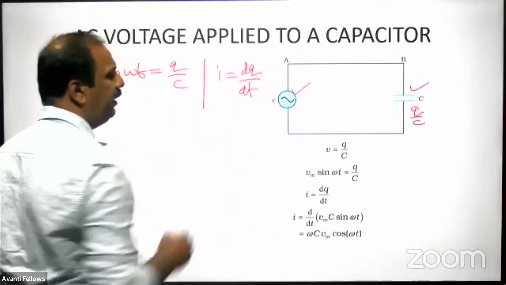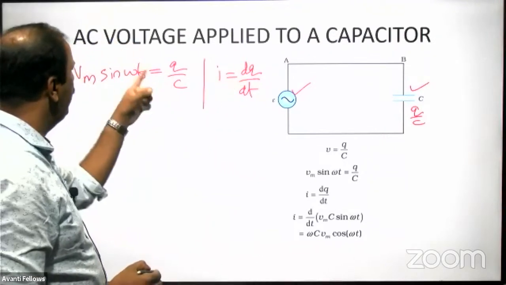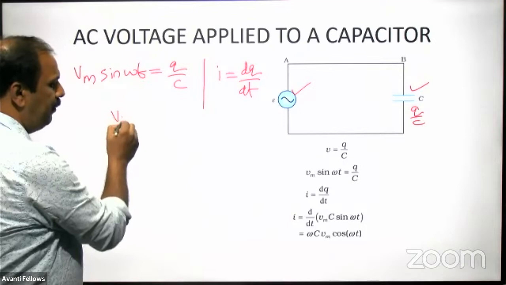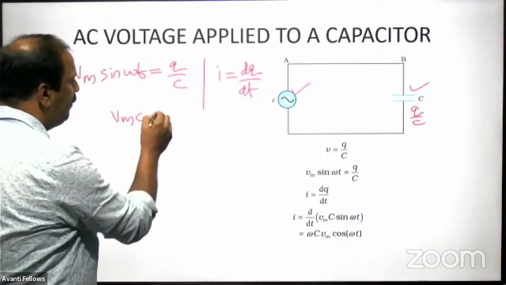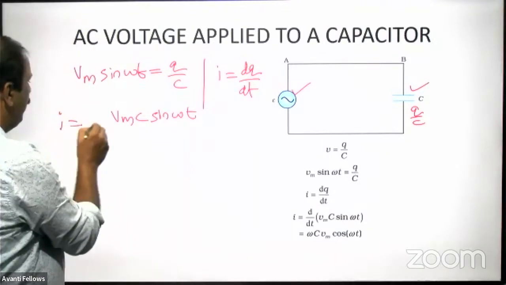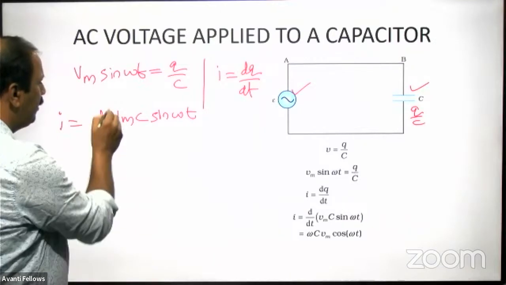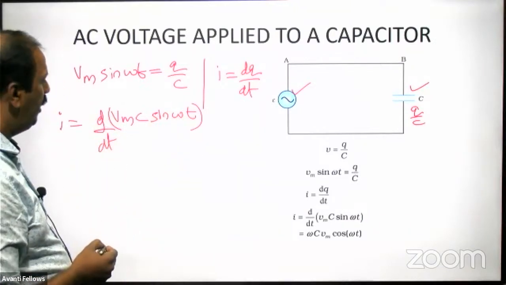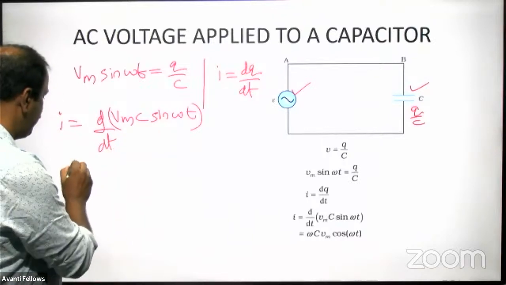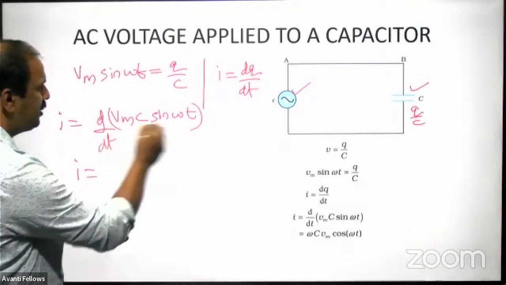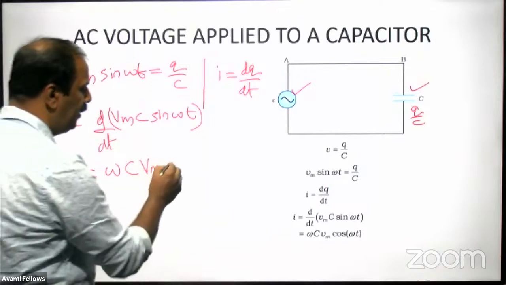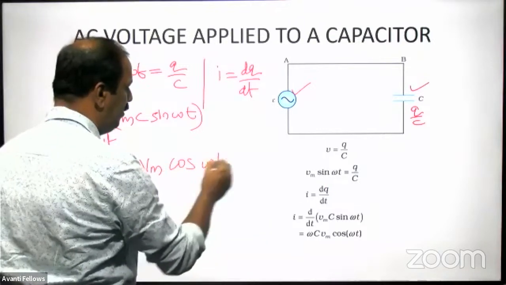So if you want to calculate dq by dt, we have to rearrange this for q first. So the q is actually Vm into C sine omega t. This is q. So our I will be equal to d by dt of Vm into C into sine omega t. When you do this, it's a derivative you have to take, so you will get I equal to omega into C into Vm cos omega t.